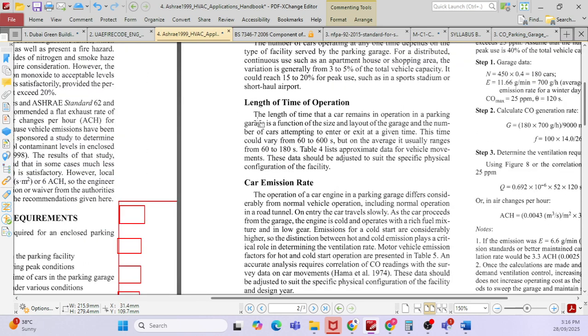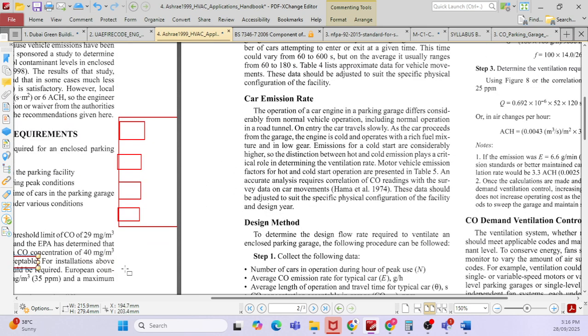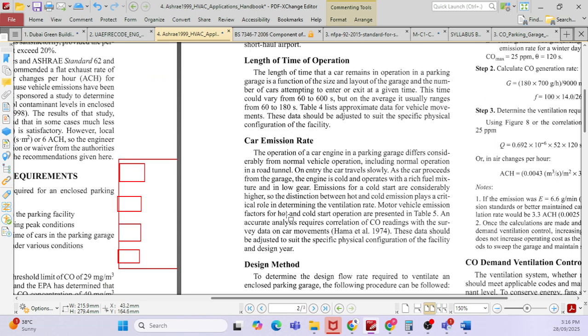Next, the length of time of operation. The length of time that a car remains in operation in a parking garage is a function of the size. It doesn't mean that you have to just take 2% or 3% or some seconds like that. It depends upon your consideration and the actual project.